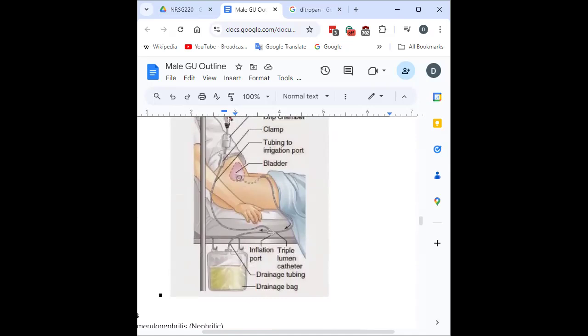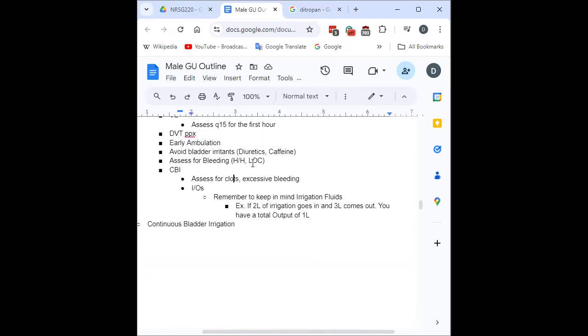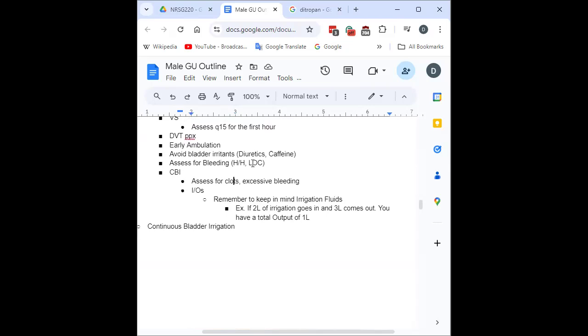Let me see what else there is to keep in mind. Just make sure to assess for clots and stuff. That's something that can happen with the CBI. Remember, you just had a surgery there, so the chances of there being clots because of the surgery is something that can happen. So you can have those clots get stuck in the tubing.